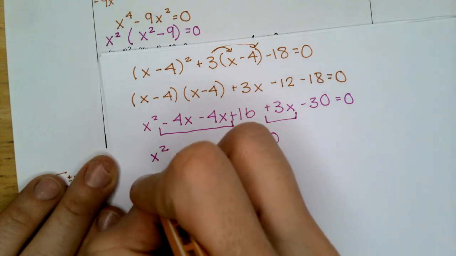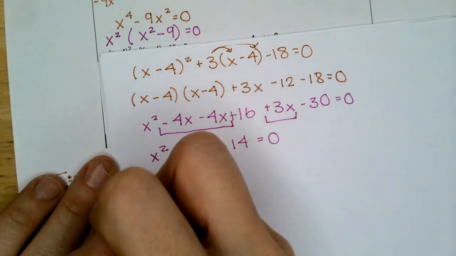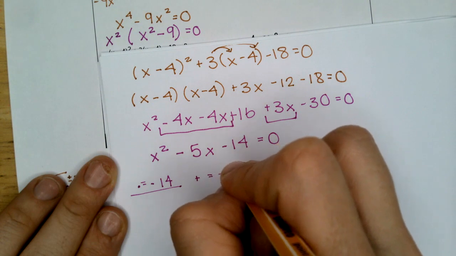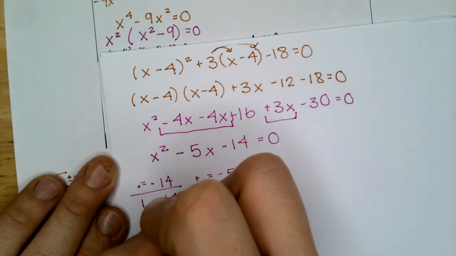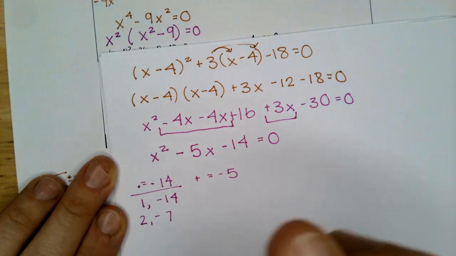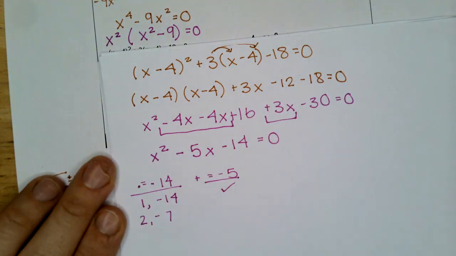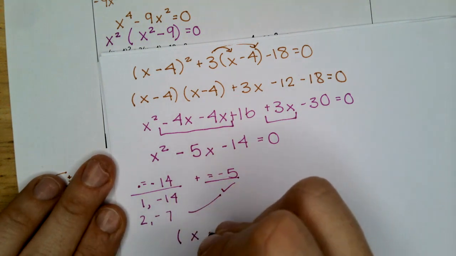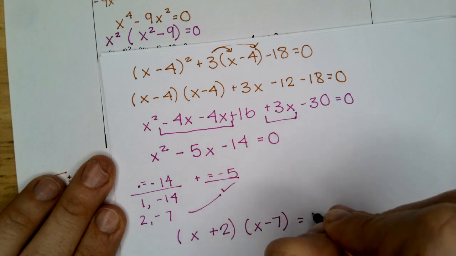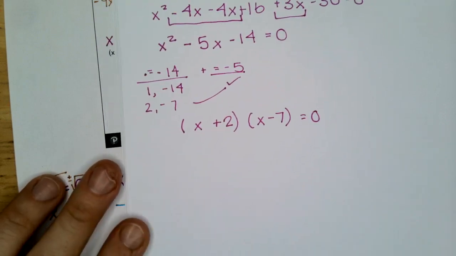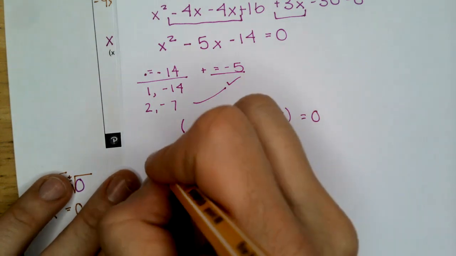Now you've just got your regular trinomial. So it needs to multiply to negative 14 and it needs to add to negative 5. You could do 1 and negative 14. You could do 2 and negative 7. And that one, sorry, that one will work, right? So it becomes x plus 2, x minus 7 equals 0. Do not forget, this is different than the review unit. Do not forget that now we solve for x.